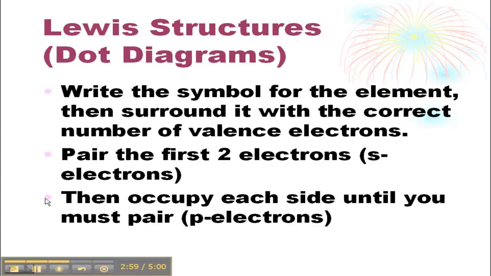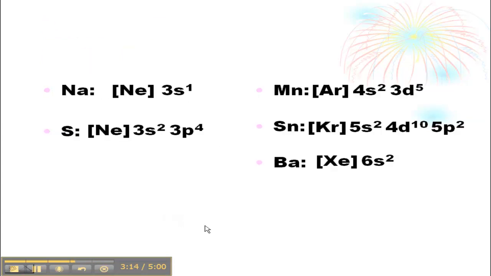So to write the dot diagram, you're going to write the symbol for the element, then surround it with the correct number of valence electrons. We're going to pair the first 2 electrons because those are our S electrons. Then we're going to occupy each side until we have to pair. These are our P electrons. So just like our orbital diagrams, we want to make sure we're putting them in the correct order.